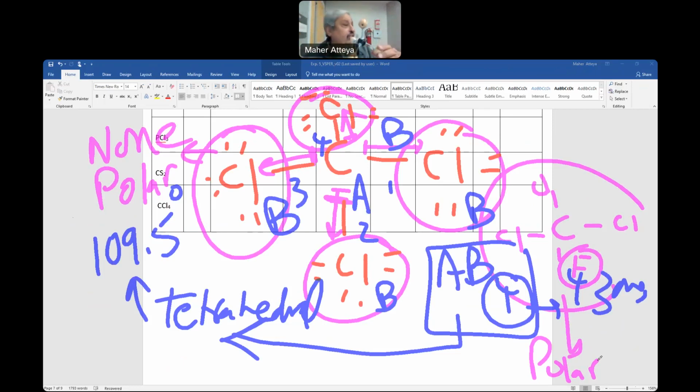The angle is 105, no lone pair. If I introduce one lone pair, it will drop. Trigonal planar, and it's 107. If I introduce 2 lone pairs, it will drop to 105, like H2O. So the angle will be suppressed even further. So that will conclude the whole lab today.